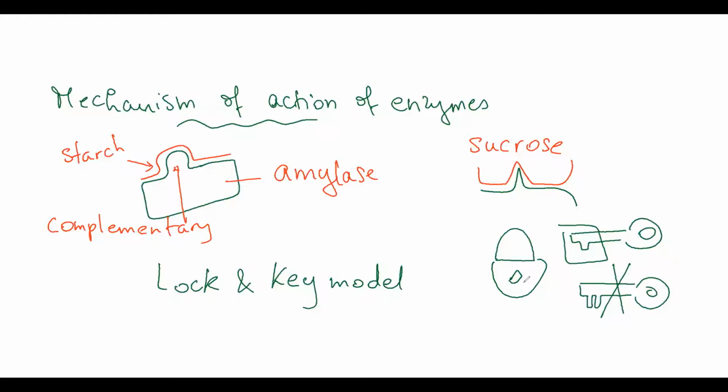Always the lock is the enzyme, while the key is the molecule that's going to allow this enzyme to work. Why do enzymes work on certain substances? Because the shape of the molecule of the enzyme is complementary to the shape of the molecule that it is going to work on.